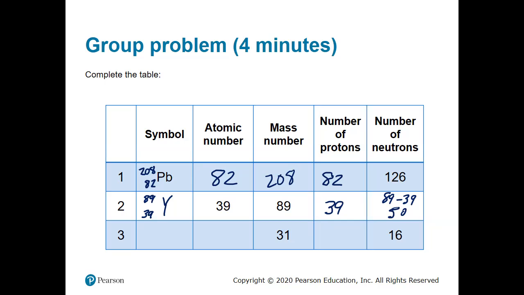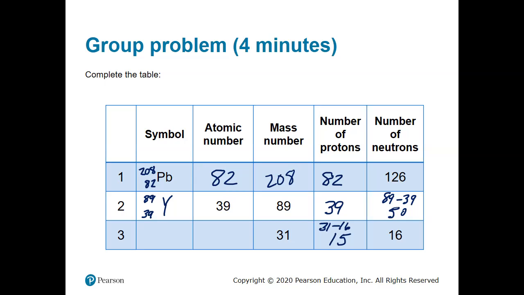So someone walk me through how to do this last one, number 3. So we're given just the mass number and the number of neutrons. Okay, so if I take mass number 31 minus the number of neutrons, 16, 15 would be the answer. That would be the number of protons.